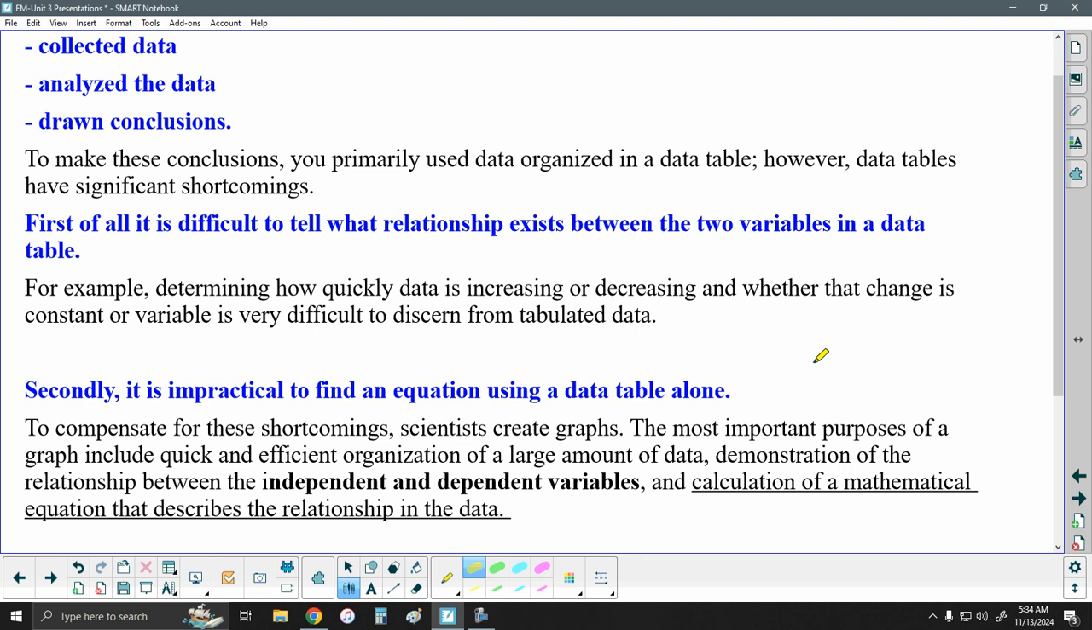So to compensate for these shortcomings, scientists create graphs. The most important purposes of a graph include quick and efficient organization of large amounts of data, demonstration of the relationships between the independent and dependent variables, and again, that calculation of a mathematical equation that fully describes the relationship.